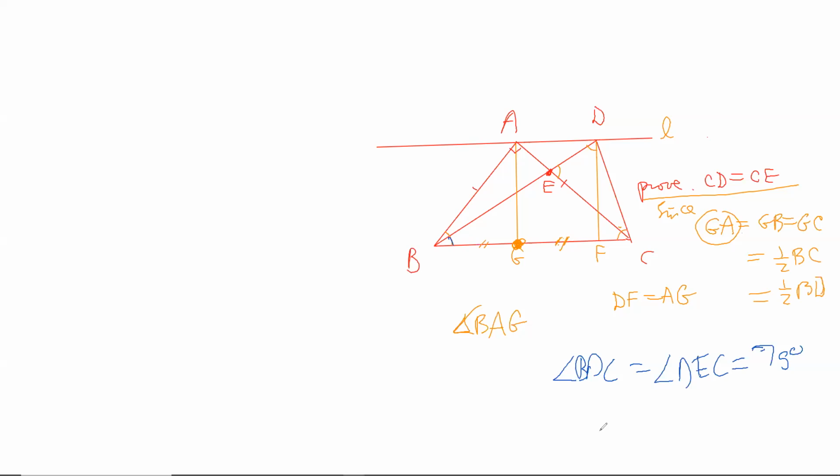You agree? So what does that mean? That means this triangle BFD is a 30, 60, 90 triangle, yes? And therefore this angle is 30 degrees, yes? That's how you prove it. So once you solve this angle, the rest is pretty straightforward.